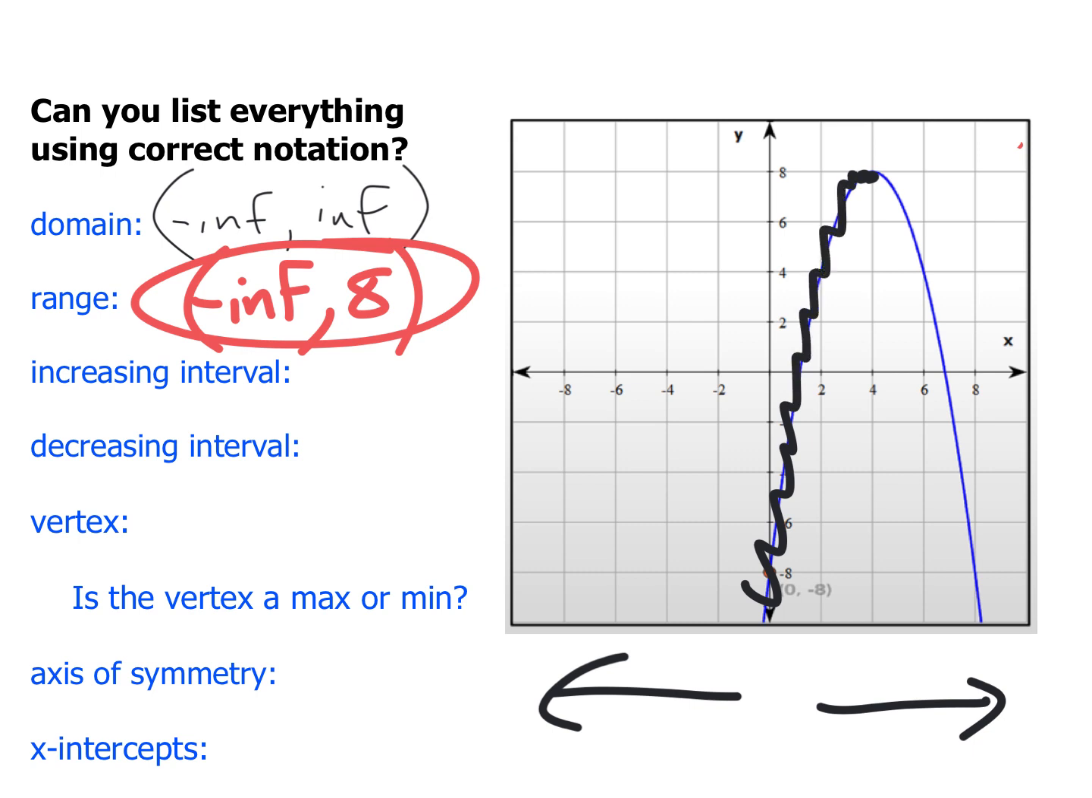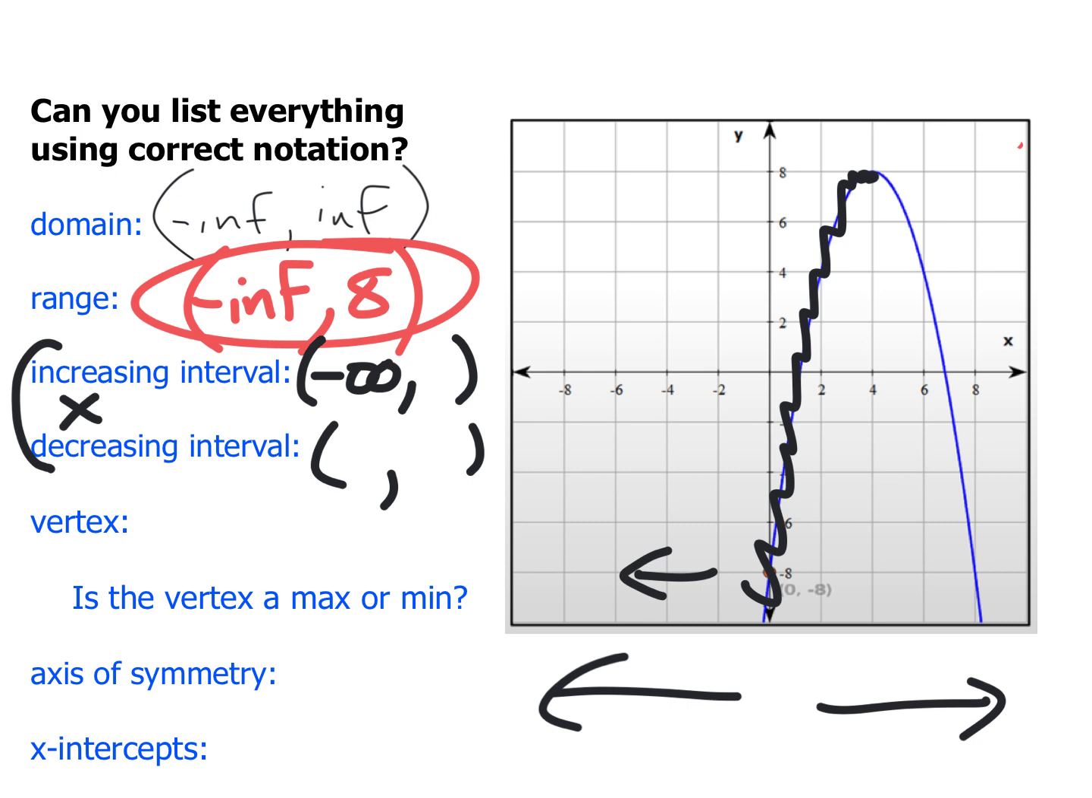So how do you say that? Well, it starts infinitely over there, -infinity to... and I hope you know that range, or sorry, increasing and decreasing intervals is about x. These are about x values, both this one and this one. Would you please try to figure out the increasing and decreasing interval? I'll pause for a second while you try this one.